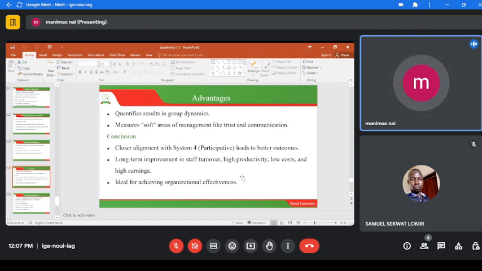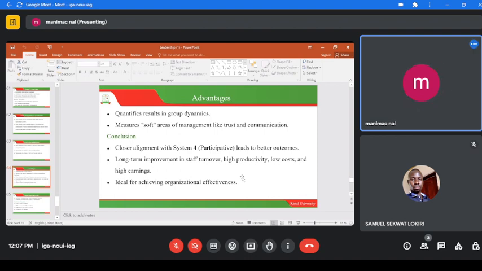To conclude, in his findings he says that closer alignment with system 4, which involves participation, leads to better outcomes, because when you include employees or subordinates and let them participate, better results come out of it. Furthermore, longer-term improvements in staff turnover, high productivity, low costs, or high earnings may depend on respecting and motivating them, and so on.